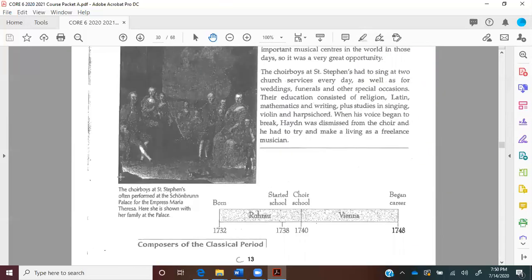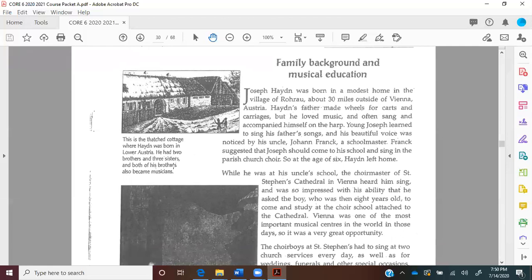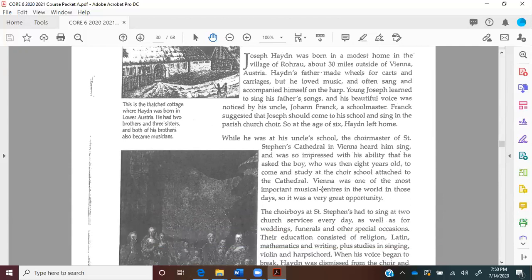Okay, now we're talking a little bit about Haydn. Joseph Haydn was born in a modest home in the village of Rohrau, about 30 miles outside of Vienna, Austria. Haydn's father made wheels for carts and carriages, but he loved music and often sang and accompanied himself on the harp. Young Joseph learned to sing his father's songs, and his beautiful voice was noticed by his uncle Johann Frank, a schoolmaster. Frank suggested that Joseph should come to his school and sing in the parish church choir. So at the age of 6, Haydn left home.